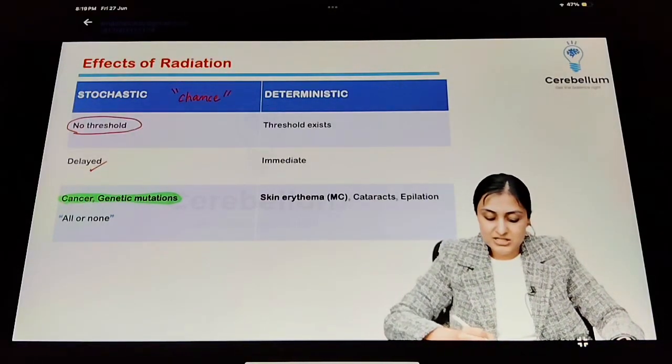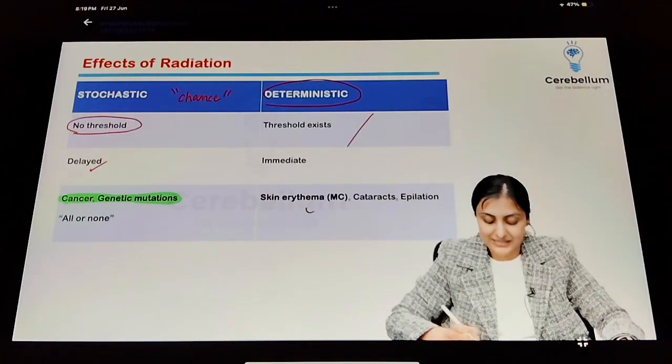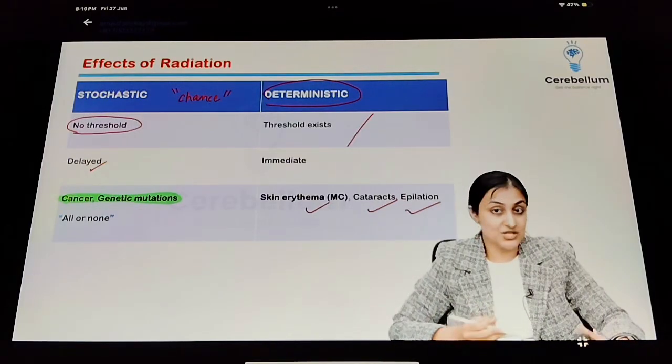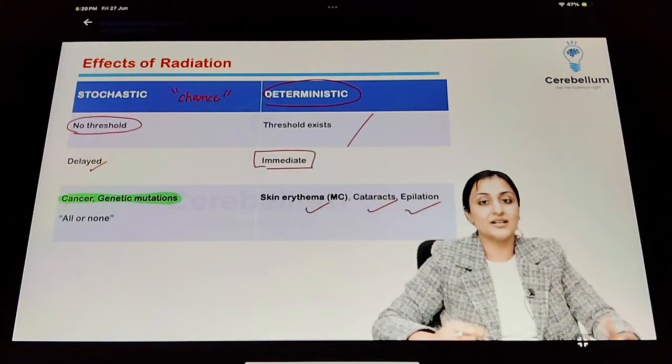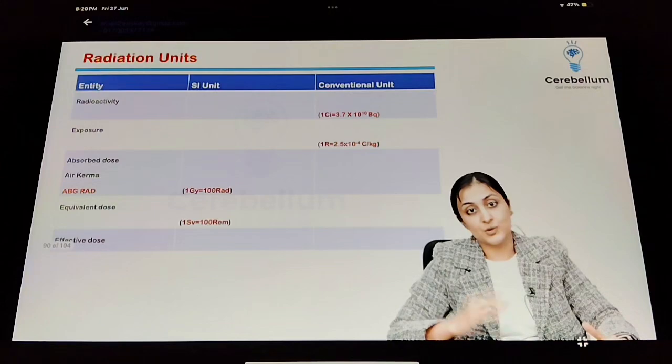On the other hand, deterministic effects have a threshold that if you cross this threshold, you will get erythema, you will get cataract, you will get hair loss, which is epilation. And these happen immediately. As soon as you get radiation exposure, these will happen. So this is the difference between the two.